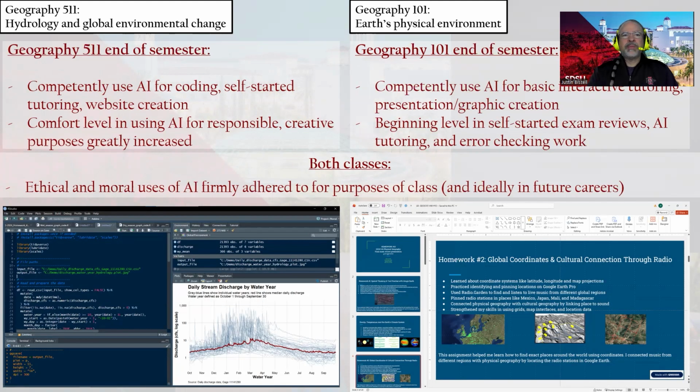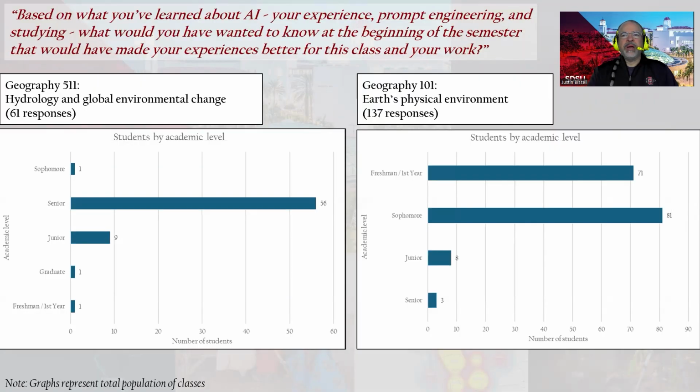I was very pleased with student progress and successes. I decided to obtain feedback from my classes using a structured student reflection, which included a question about their use of AI. Based on what you've learned about AI, your experience, prompt engineering, and studying, what would you have wanted to know at the beginning of the semester that would have made your experiences better for this class and for your work? Of the 68 students enrolled in my graduate level class, 61 responded, primarily seniors.